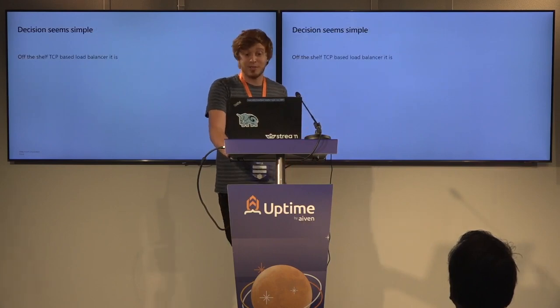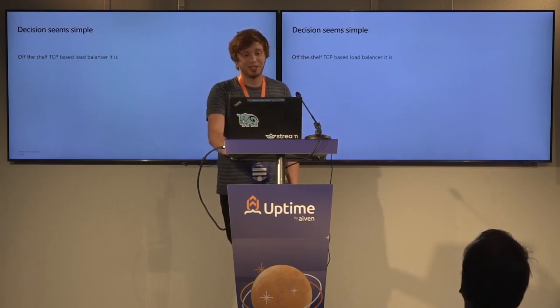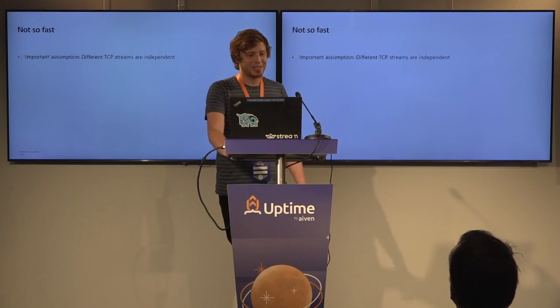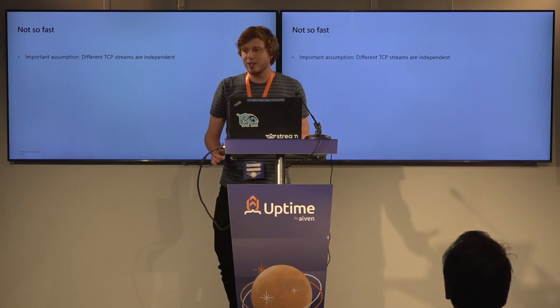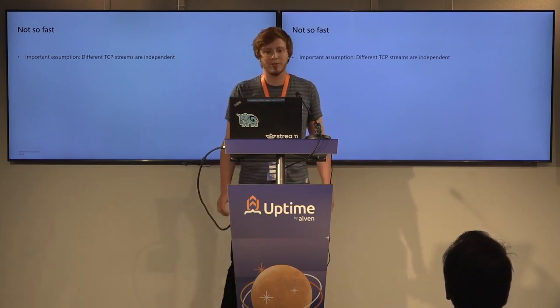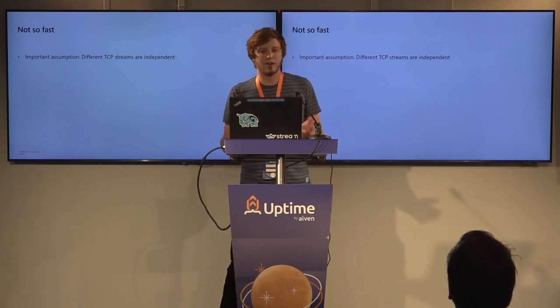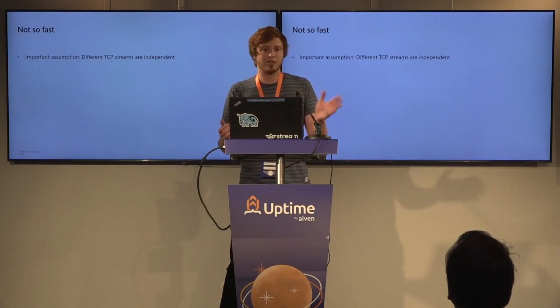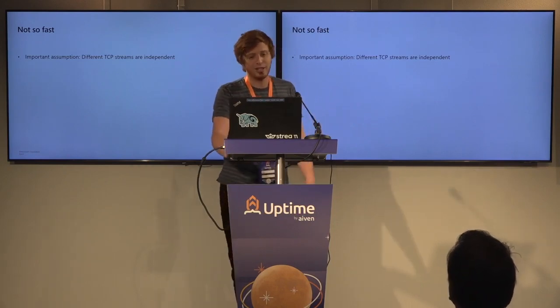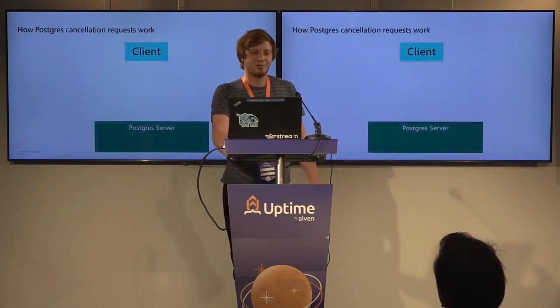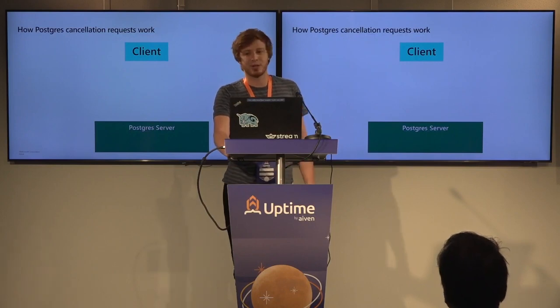So, well, this issue seems simple. Let's use an off-the-shelf TCP load balancer. Well, but sadly, it doesn't work like that. Because one very important assumption with TCP load balancing is all the TCP streams are independent. If you have a TCP stream that's dependent on another, it might be sent to a different server that doesn't know anything about it. And sadly, that's exactly how cancellation requests in Postgres work.